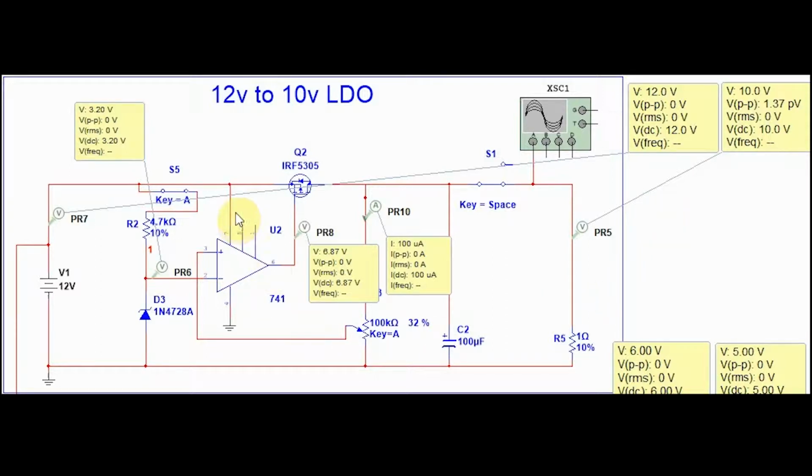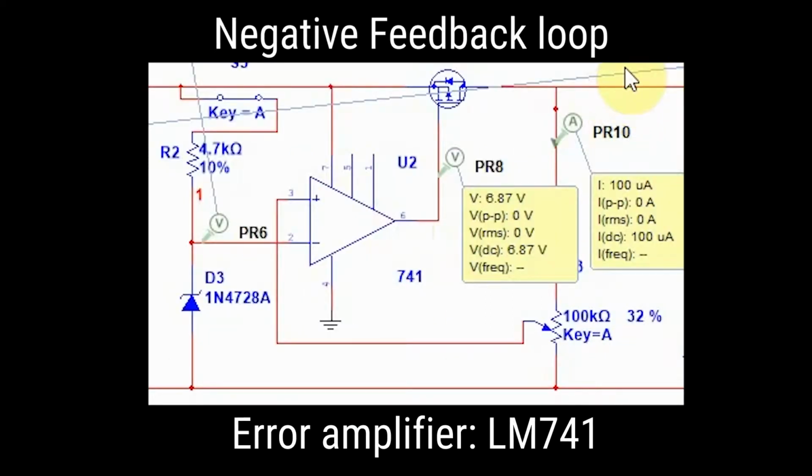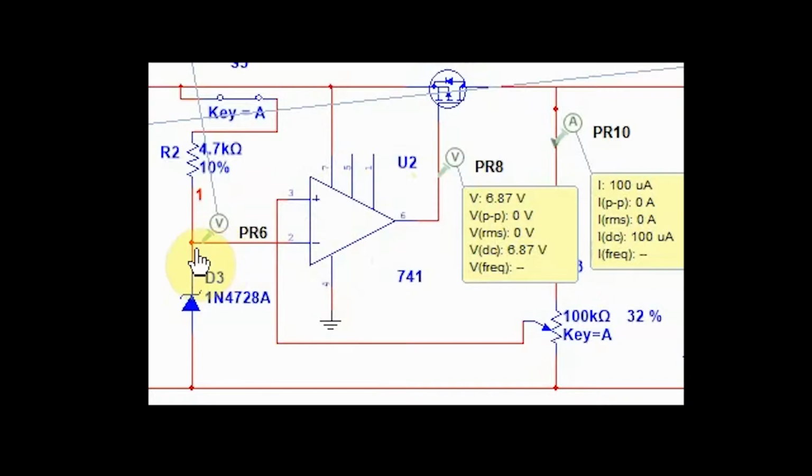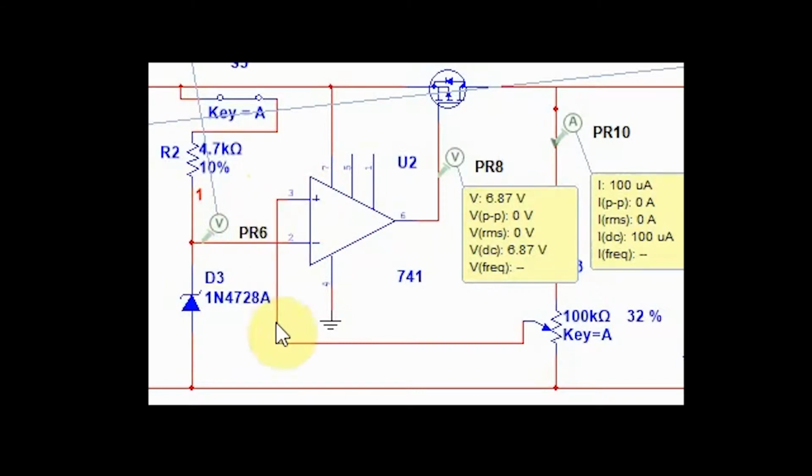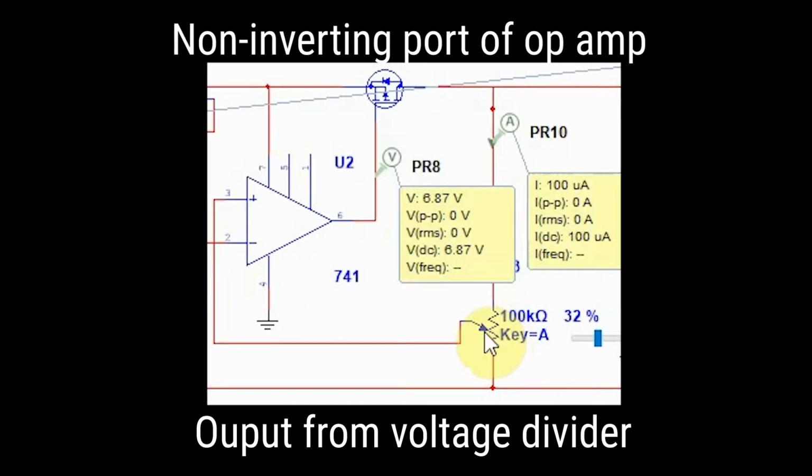Now let me use the 12 to 10 volts LDO to explain the operations of the LDO. Firstly, the LDO achieves a stable output voltage via negative feedback. If we start from the output, from the op-amp, you will see that the negative input of the op-amp is attached to the top of this linear diode, which gives a very stable voltage of 3.3 volts. This is achievable because of the linear diode's property of a very stable, very fixed reverse breakdown voltage.